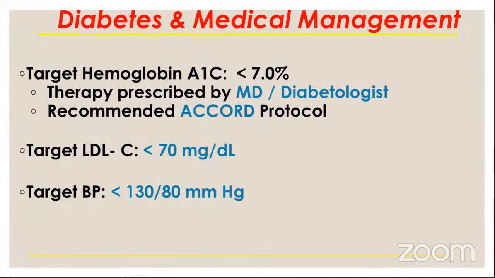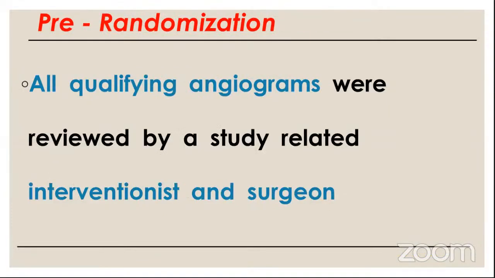So the targeted hemoglobin A1C in this trial was less than 7%, and the targeted LDL was less than 70 milligrams per deciliter, and the targeted blood pressure was less than 130 over 80 millimeters of mercury. So all of the qualifying angiograms were reviewed by either an interventionist and a cardiac surgeon.